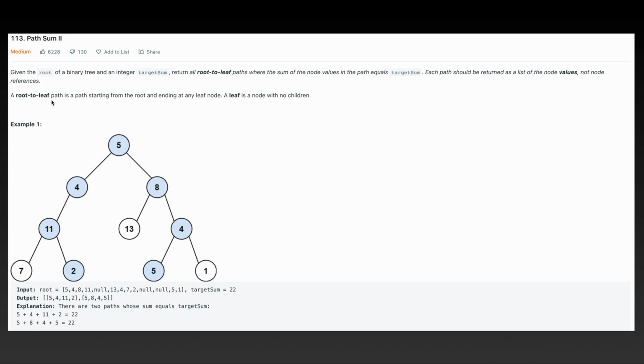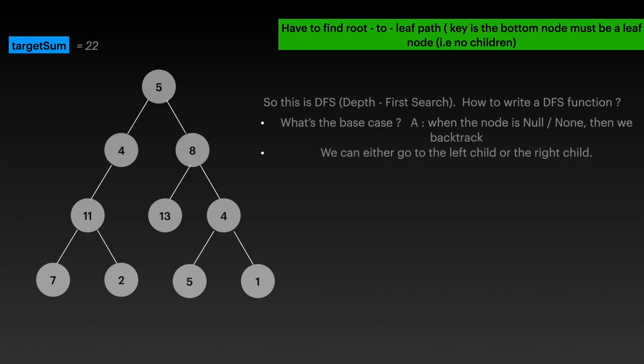Oh, and I want to emphasize, pay close attention that whatever our array is, we have to have a root to leaf path. So that's the key part. The bottom node must be a leaf node itself. That's something that we have to keep in mind. And yeah, let's look at my solution.